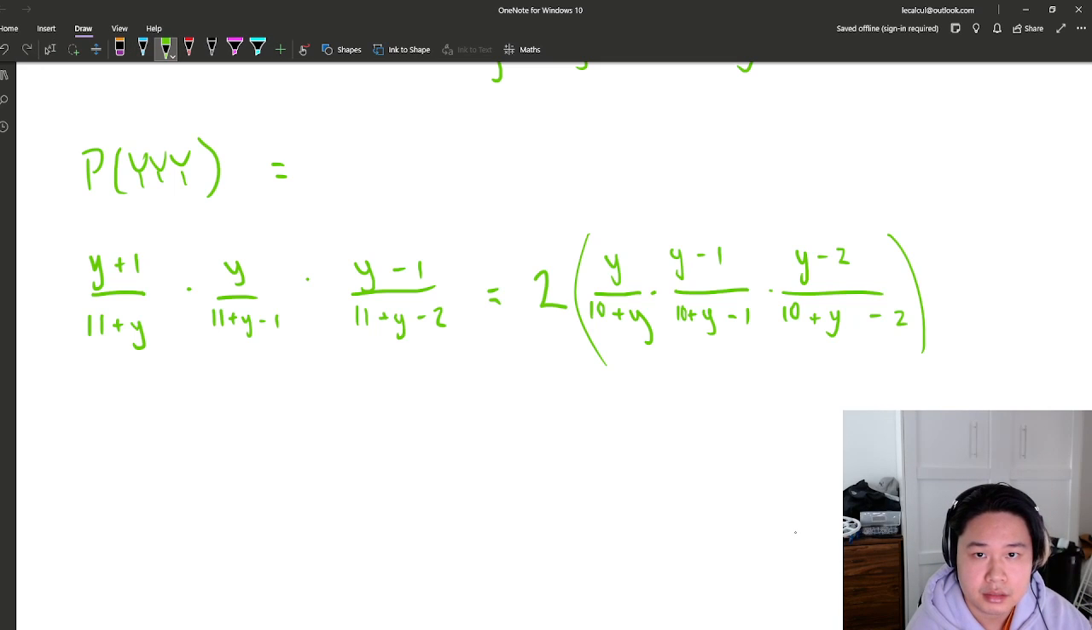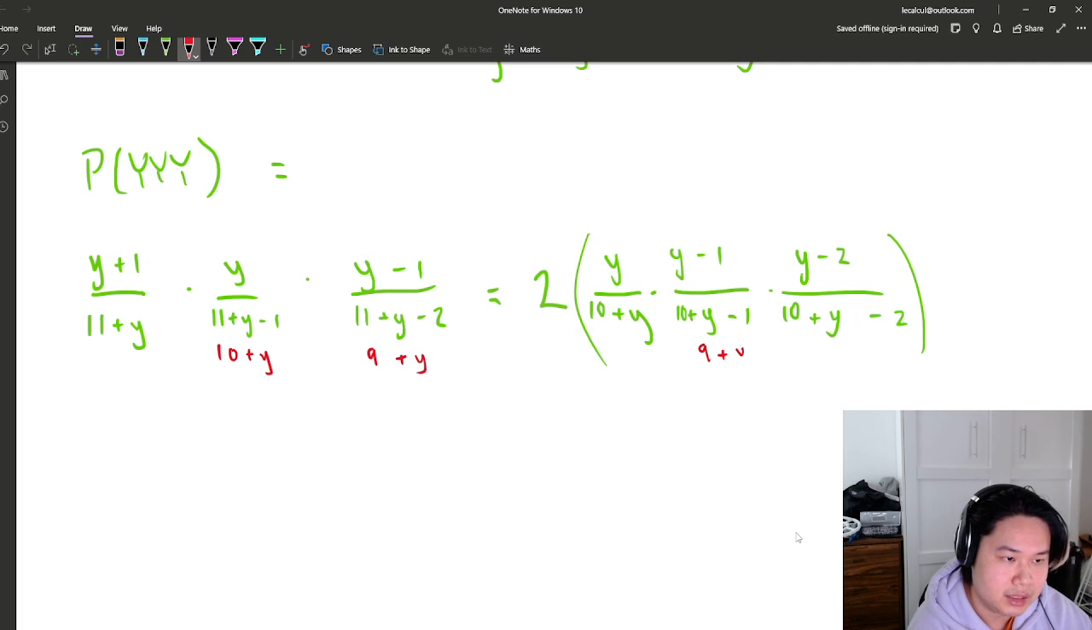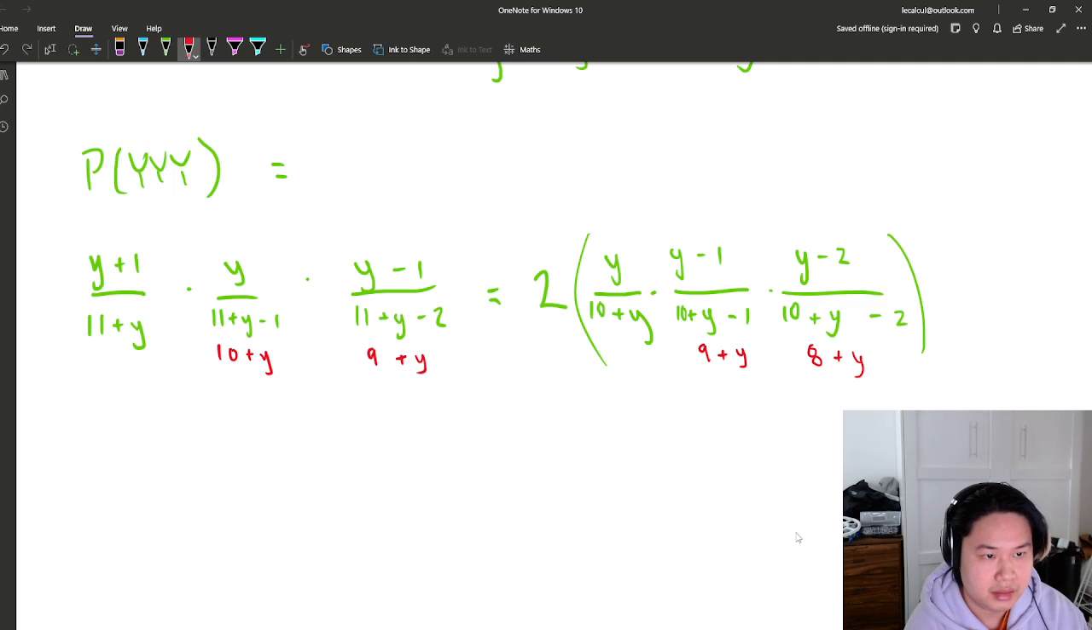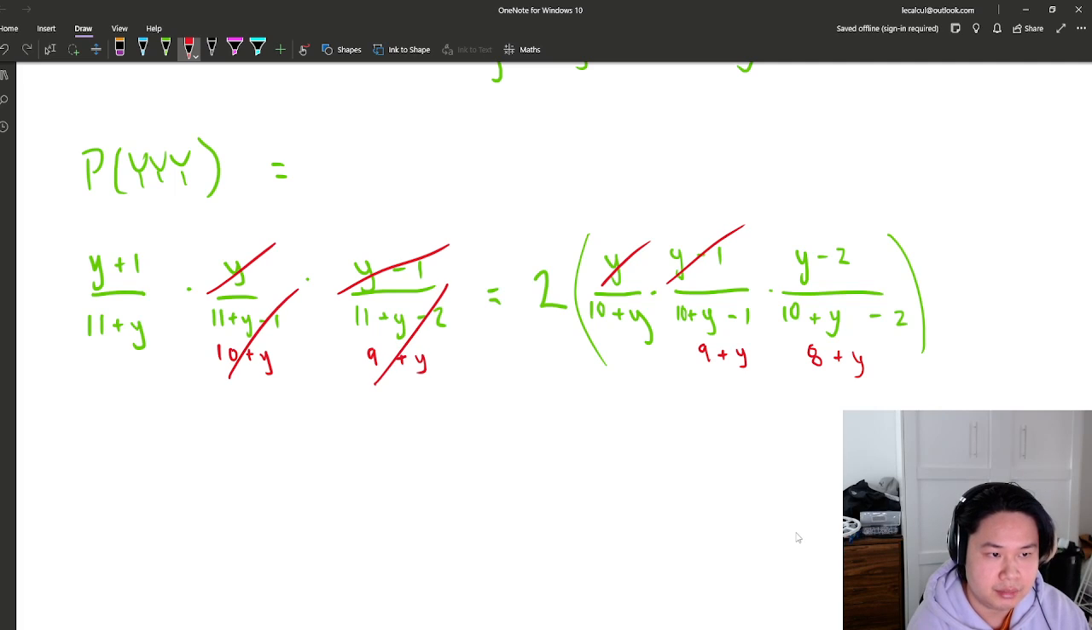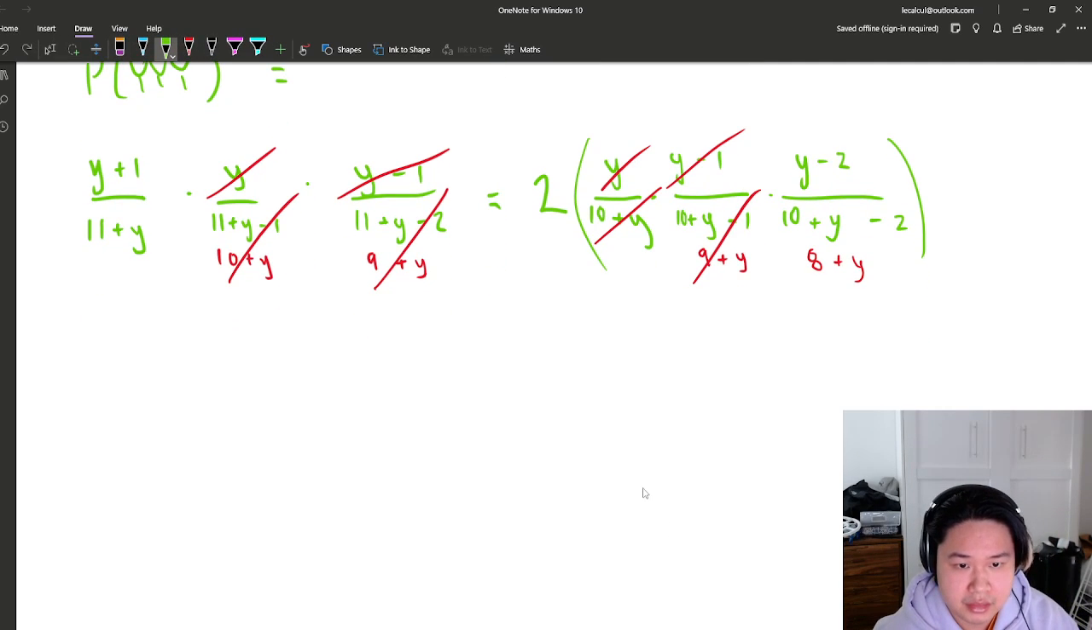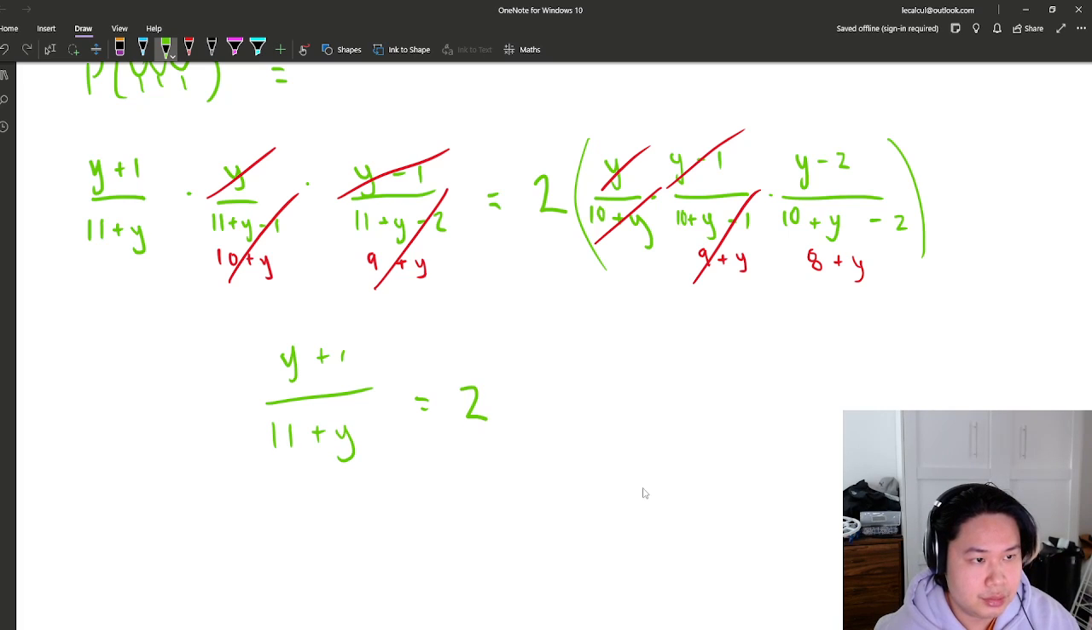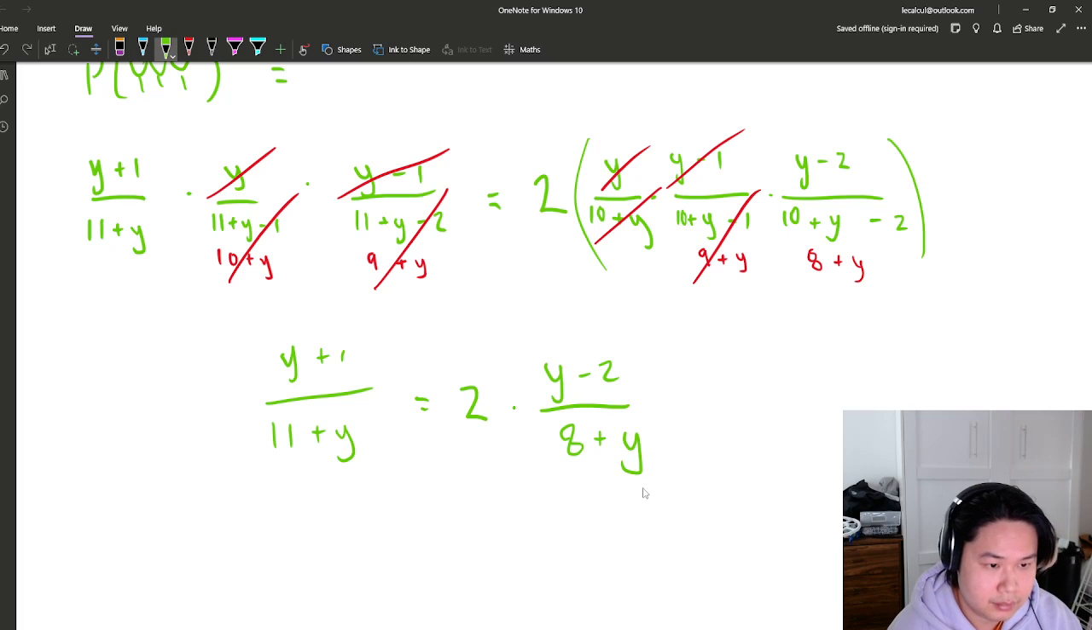Okay, let's see. There's going to be some cancellation. So this is 10 plus y. This is 9 plus y. This is 9 plus y. 8 plus y. Okay. So we need to solve y plus 1 equals 11, y whatever 2, y minus 2 over a plus y. Okay, solve.